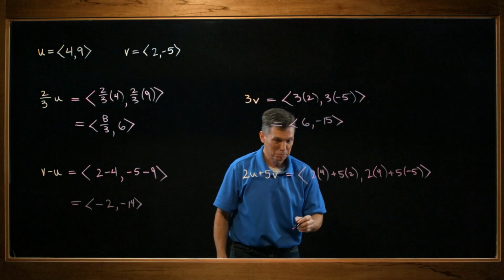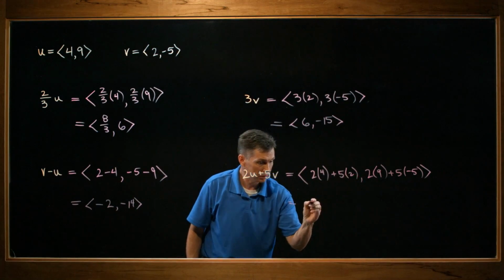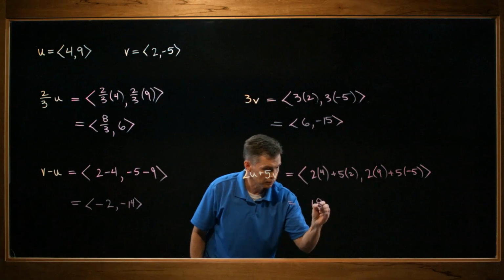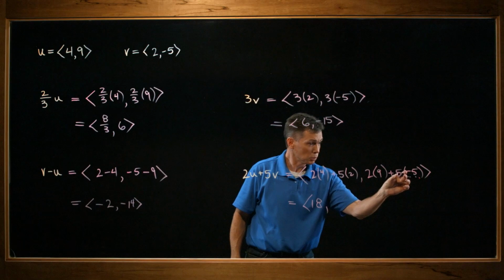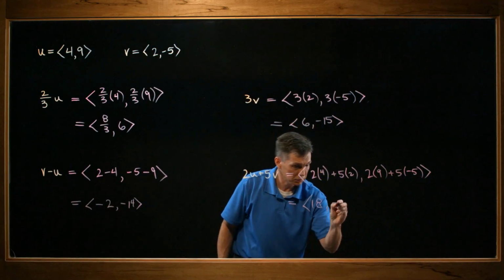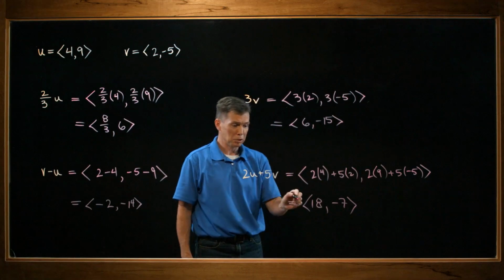And again, clean up. So let's see what we've got here. 8 plus 10, 18. And 18 minus 25, looks like -7. And that'd be our final answer there.